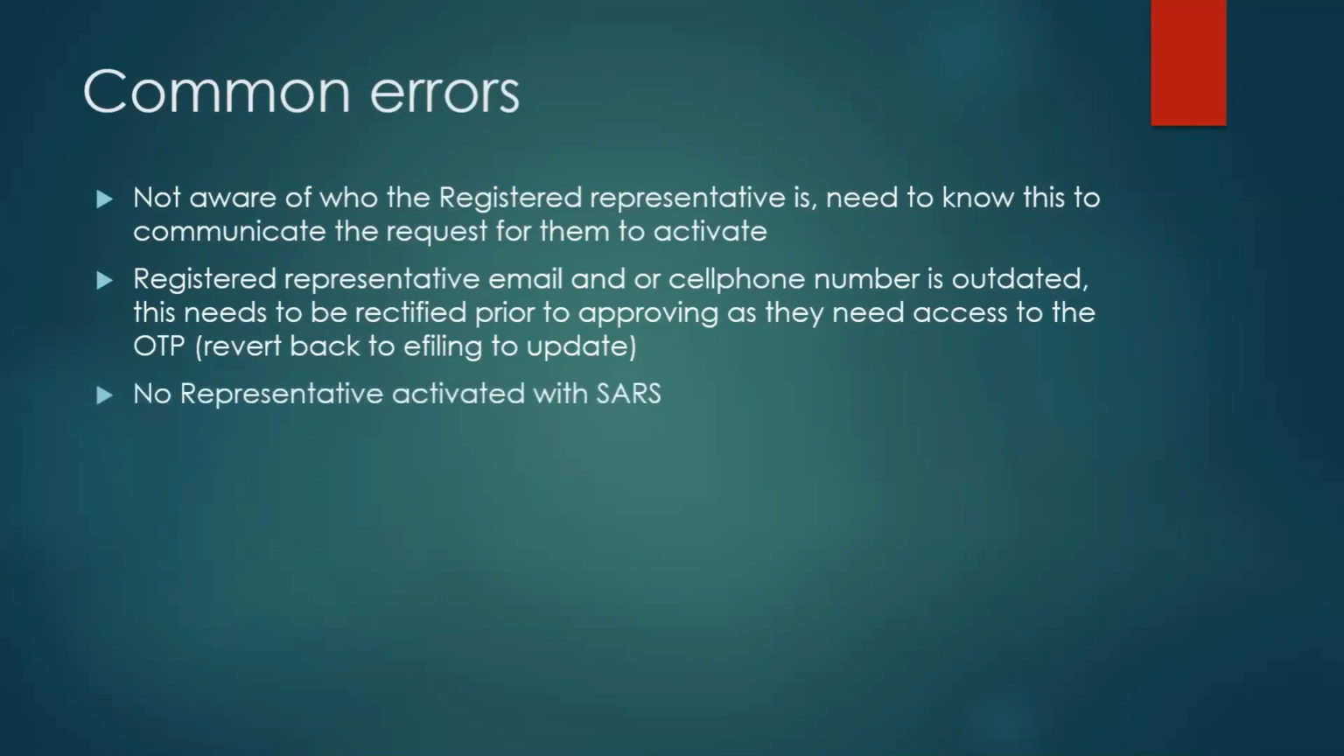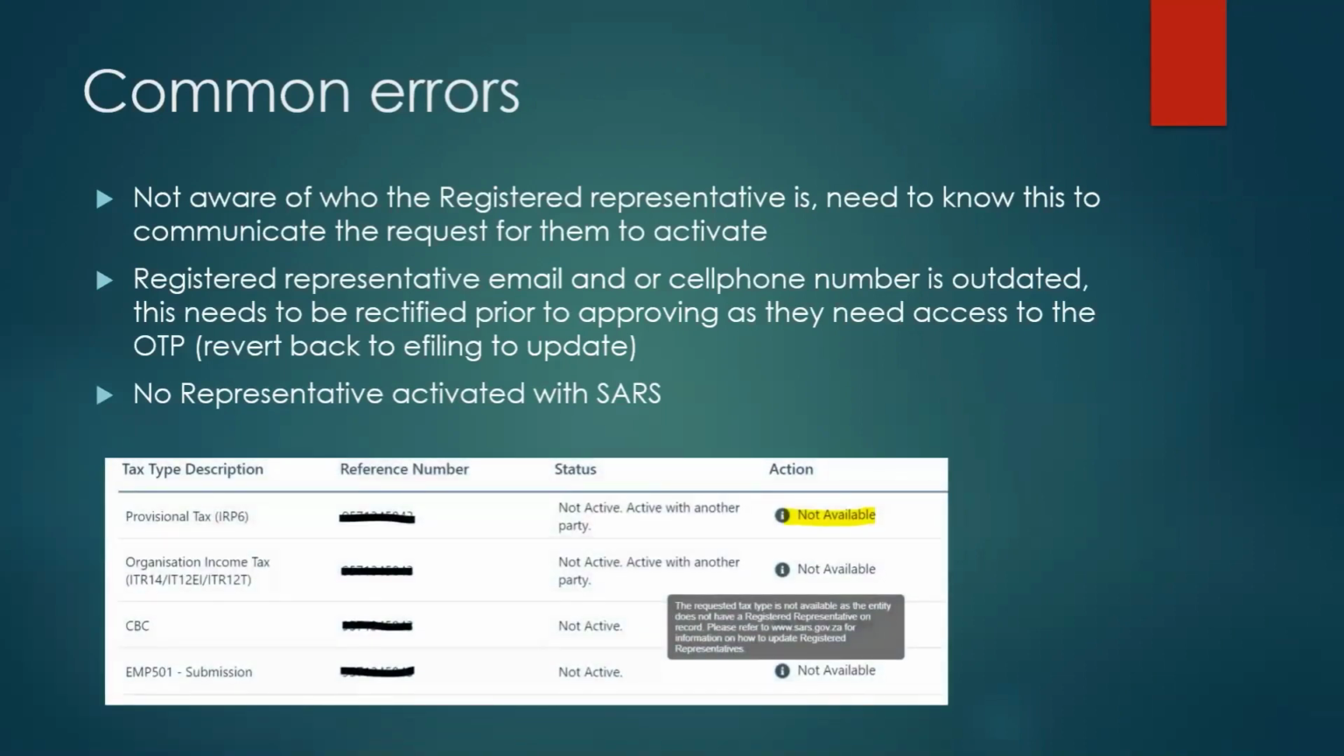And then the other common error is that there is actually no representative activated with SARS. So if you came to your tax types and wanted to start requesting, and we go back to the managed tax types, we can see there will be an action here that says not available. The reason it's not available, even though it is registered with another party, is that there's no registered representative, and so they're not going to even allow you to make this request unless you update the registered representative. In order to do this, you can do it via those 3 options mentioned previously.